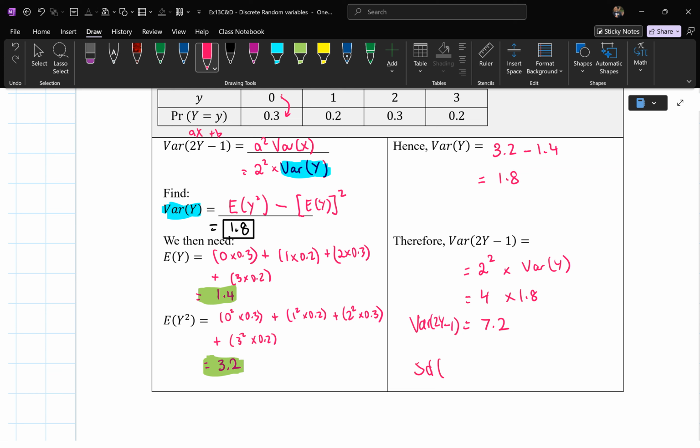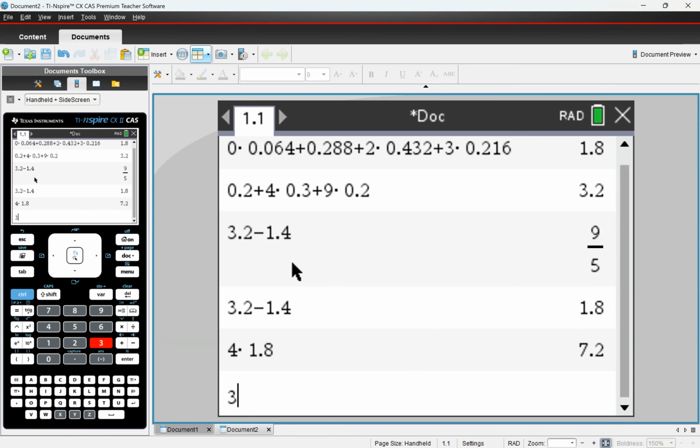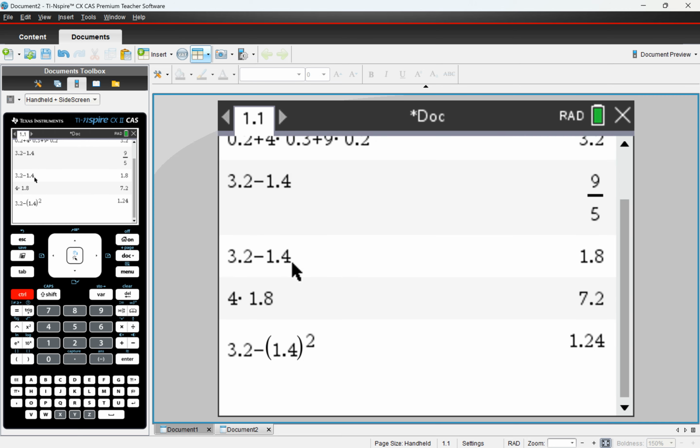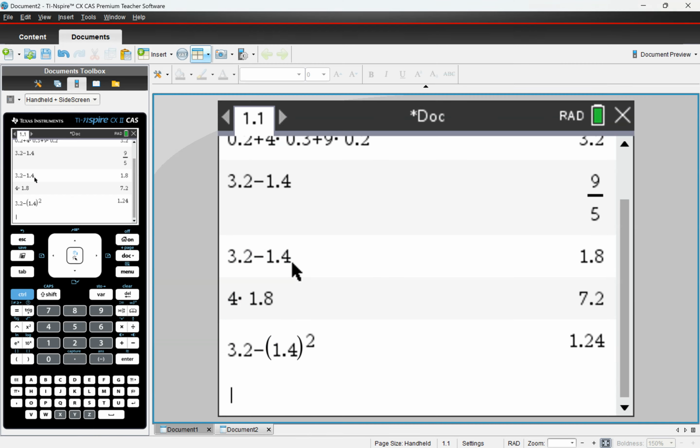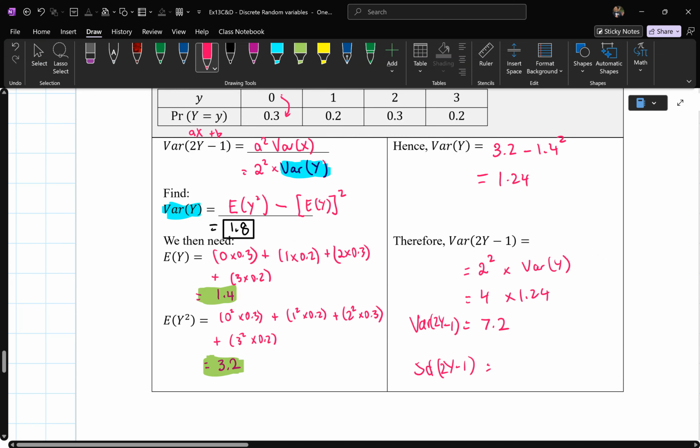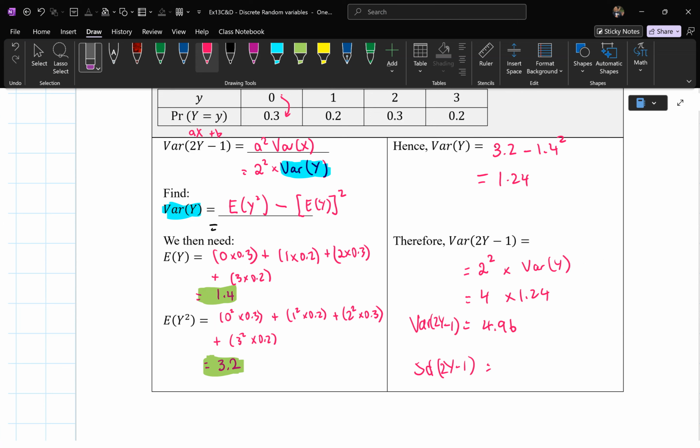Then to find standard deviation, if they ask for standard deviation of 2y minus 1. Which one? Oh, did I not square it? You're right. Sorry, I didn't square it. So it's all wrong now. Damn. It was a square. 3.2 take away 1.4 squared. 1.24. Thank you. 1.24. 4 times 1.24, 4.96. There we go. Good, yes.